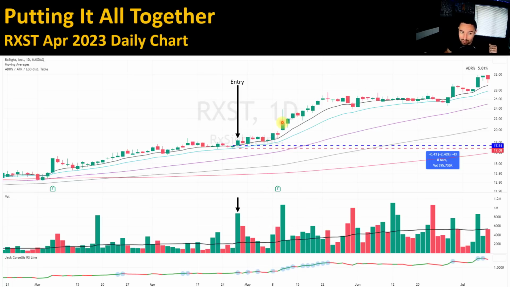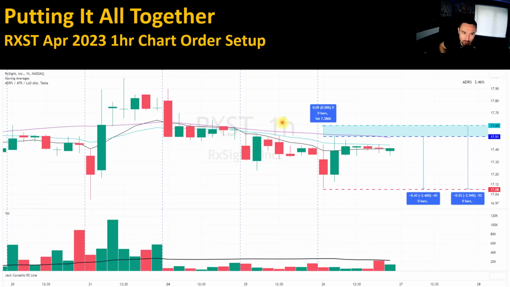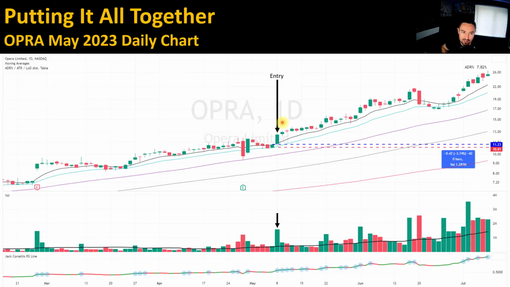Look how the volume dries up. Look how it goes again. You could pyramid and concentrate into the position there, but let's not do that in this video, otherwise we'll be going too far into the weeds, I fear.